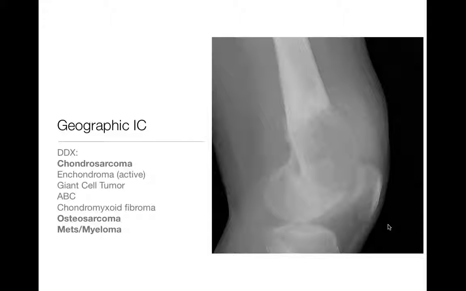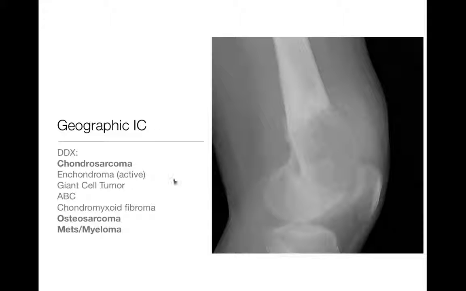And then we're going to consider our differentials for a geographic 1C lesion, which are for the most part going to be scary things. So when we start out talking about our differentials for something we say is a geographic lesion with a wide zone of transition, we should first consider the more aggressive things.